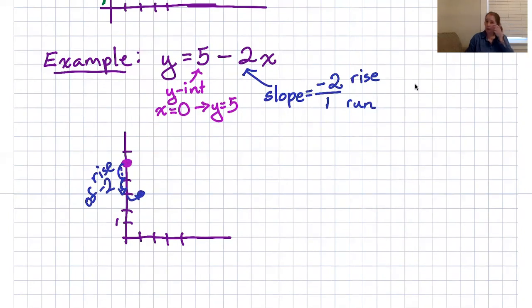We can actually do this from any point on the line. So we could do this again. Drop down 2, run 1 to the right. There's another point. Drop down 2, run 1 to the right. There's another point. And then our line connects through. So our slope tells us for every one step to the right, this is what we do up or down. Right? So this is just a basic reminder of slope-intercept form, looking at it now in the statistics format.